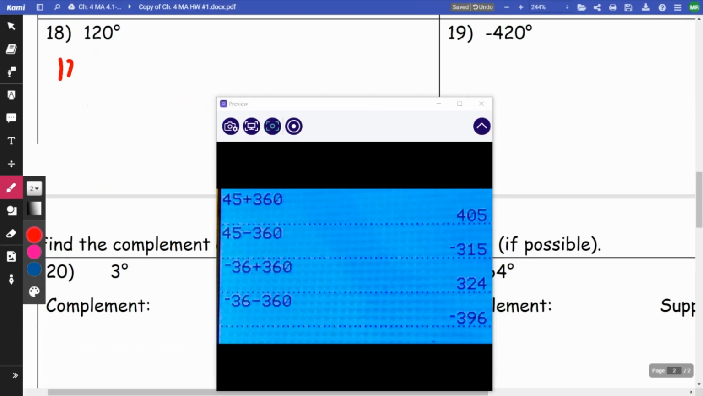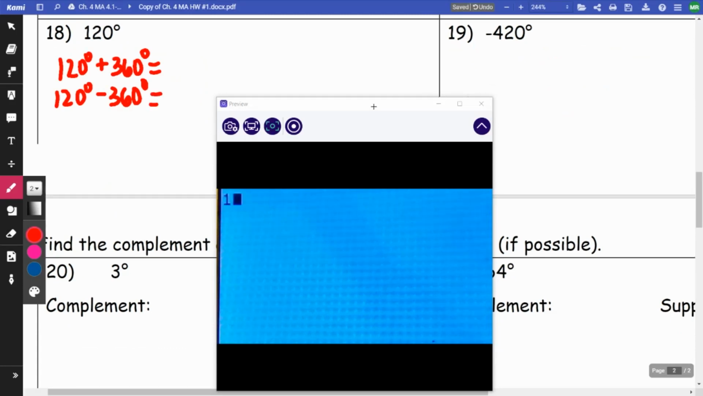Okay, so I'm going to start with 120. I'm going to add 360 degrees. I'm going to start with 120. I'm going to subtract 360 degrees. So when I do this, 120 plus 360 gives us 480 degrees. 120 minus 360 gives us a negative 240 degrees.